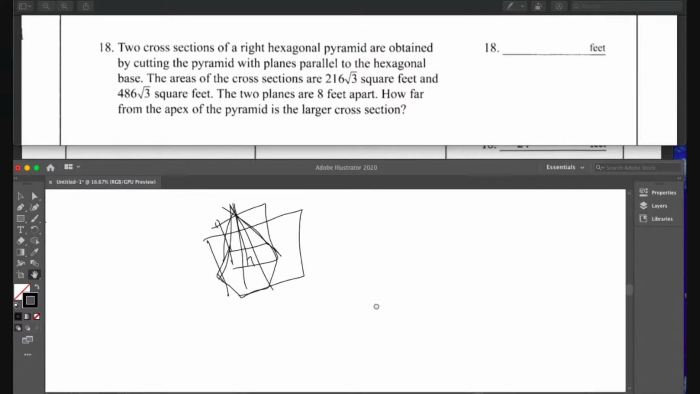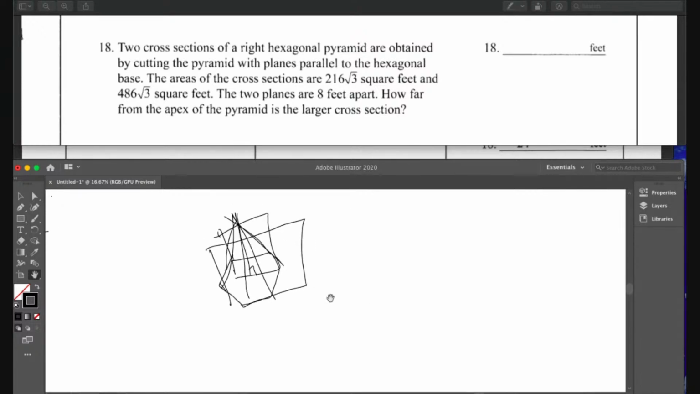Well, one way I can visualize this in 2D is if I look at the pyramid head on and just flatten it out basically. So then I'm just going to be looking at my pyramid like this. This is going to be the apex, and then this is going to be my base.